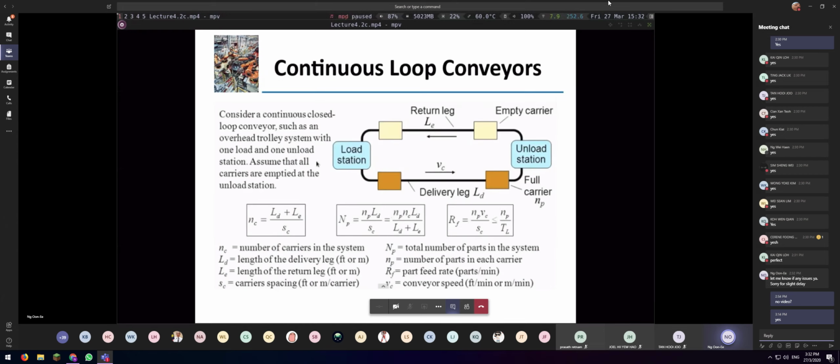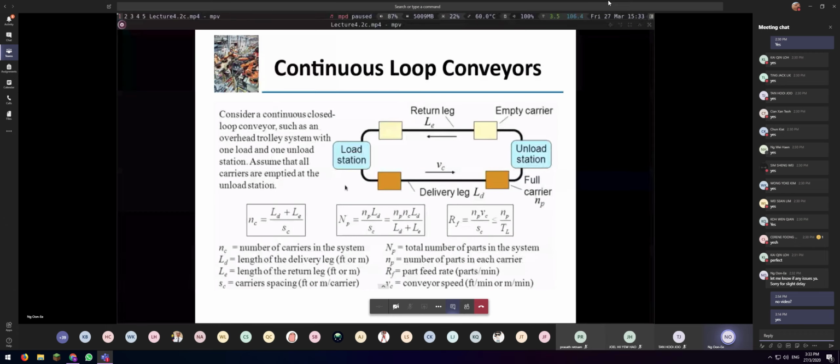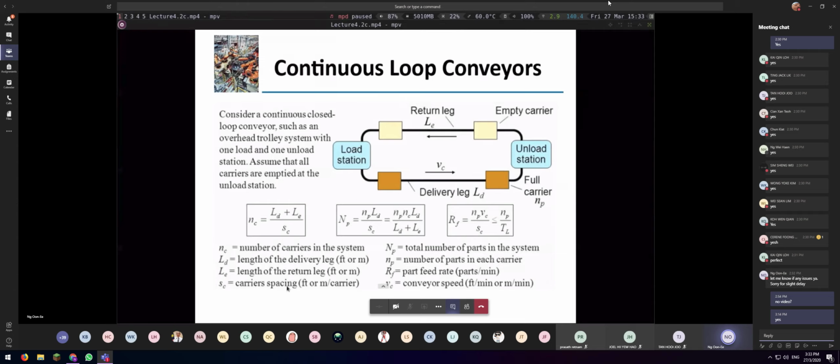Considering your continuous closed loop conveyor, all carriers are emptied at the unload system. Now we need to look at a few different things here. So LD and LE, we've already seen, are the length of your delivery and your return leg. Your spacing is SC, then you have number of parts in system, number of parts per carrier, your feed rate, and your conveyor speed. So what is the number of carriers in the system? It's just the total distance divided by the spacing. This makes sense because they are evenly spaced.